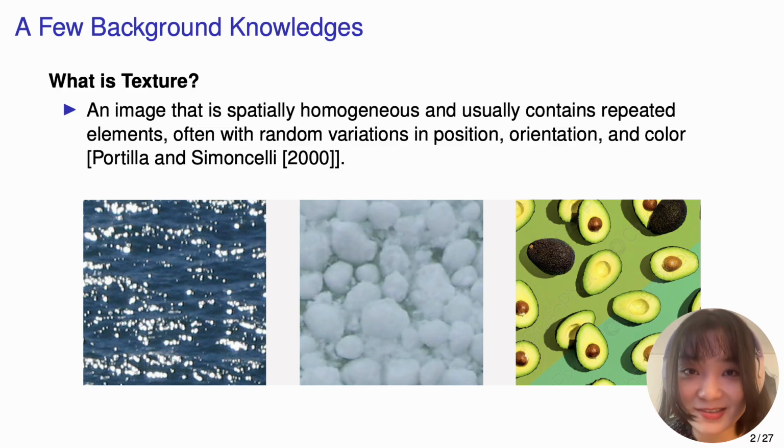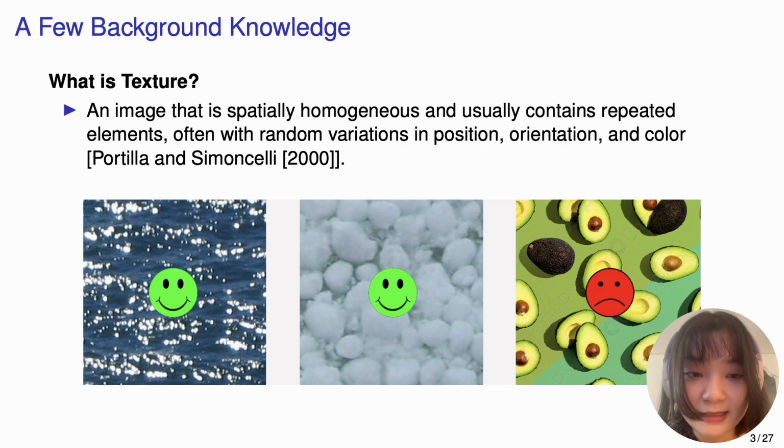First, what is texture? According to Portilla and Simoncelli's definition, texture is imagery that is spatially homogeneous and usually contains repeated elements, often with random variations in position, orientation, and color. For example, look at the three pictures under the text. The first two are textures, and the third one, the avocado, is not a texture.